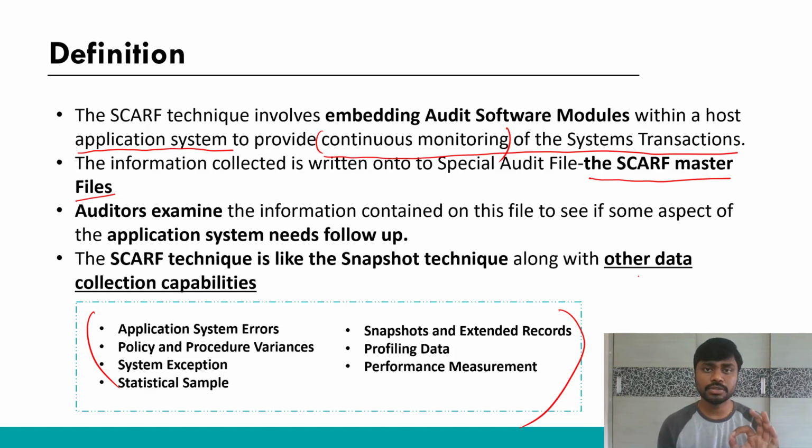Now, based on these exceptions, using this tool, you can monitor: apart from the agreed exceptions, are there any other transactions which follow a similar pattern? Means, let's say other than the electricity bill, there is a normal inventory item, but it didn't follow the three-way match. So these kinds of transactions, it picks and puts in the master file for review. You can even get a statistical data sample using this technique. And snapshots and extended records we already discussed.